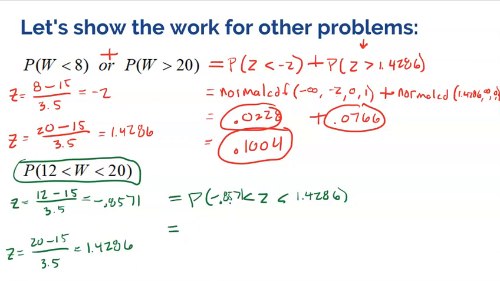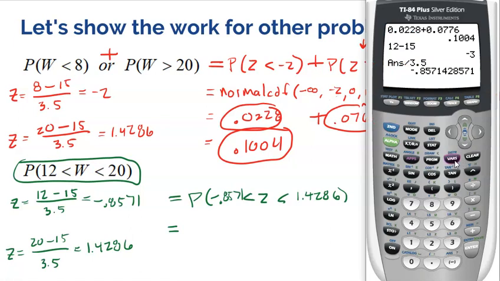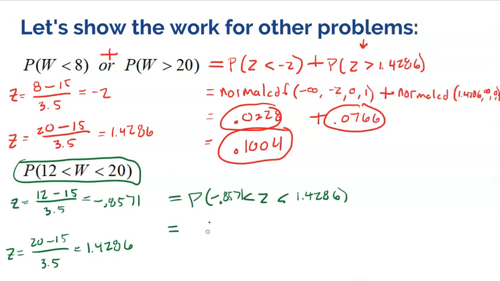All right, now remember, to get that answer, I'm going to go and grab normalcdf. And I'm looking in between two values. I'm looking in between negative 0.8571 to positive 1.4286. And again, when I paste this into the home screen, it's actually going to show me that. And I'm going to hit enter to get the answer, 0.7277.